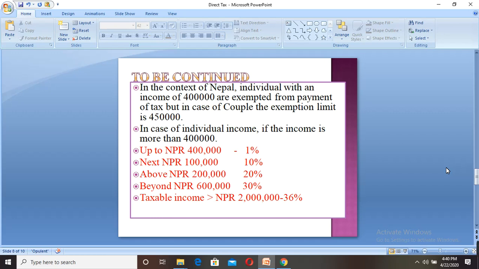Suppose an individual earns 5 lakh rupees. 5 lakh rupees is his real income, and taxable income is 1 lakh rupees. The government levies 10% tax on his 1 lakh rupees. And if we calculate 10 percent, it will be 10,000. An individual has to pay 10,000 rupees to the government as income tax. And the other percentages are also mentioned in the slides. In accordance with these percentages, individuals or employees have to pay tax to the government.